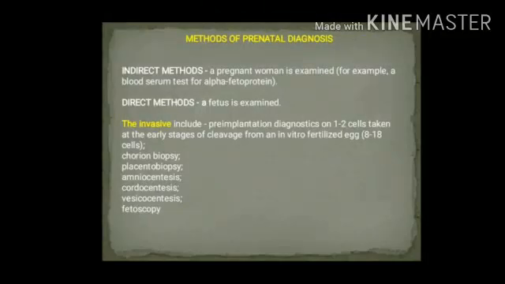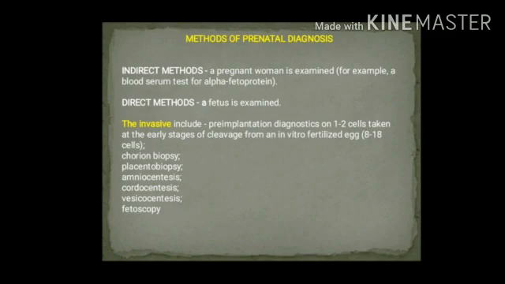Prenatal diagnosis may use indirect and direct methods. With indirect methods, a pregnant woman is examined, for example, a blood serum test for alpha-fetoprotein. With direct methods, the fetus is examined. The invasive ones include pre-implantation diagnostics on the 1-2 cells taken at the early stages of cleavage from an in vitro fertilized egg, 8 to 18 cells.